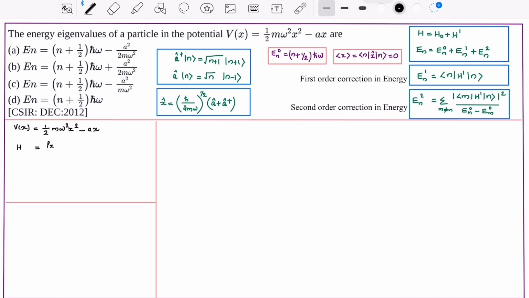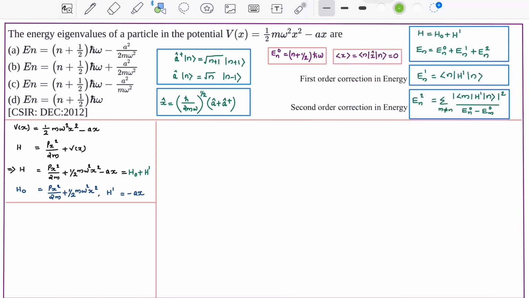Now, what is the Hamiltonian? Hamiltonian is kinetic energy plus potential energy. This is equal to px square by 2m plus half m omega square x square minus ax. We can write it as H equal to H0 plus H dash, where H0 is equal to px square by 2m plus half m omega square x square, which is the unperturbed Hamiltonian, and we also have the perturbation H dash, that is equal to minus ax.